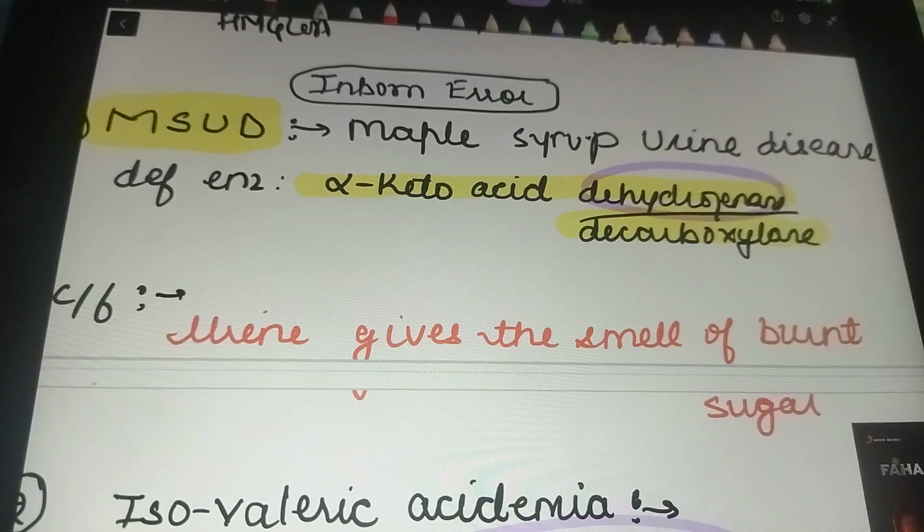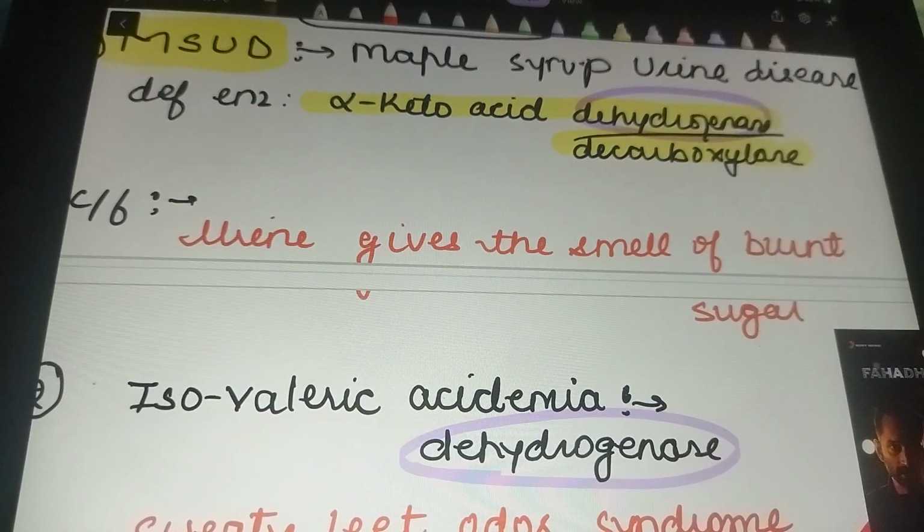What is maple syrup? In this part of the world, we are not exposed to maple syrup. It's common in Canada or the western part of the world. For us, it's more like a burned sugar or caramelized smell. So remember the enzymes deficient here: dehydrogenase and decarboxylase are both deficient, which leads to maple syrup urine disease.